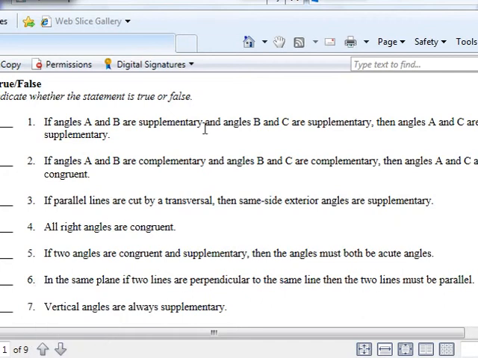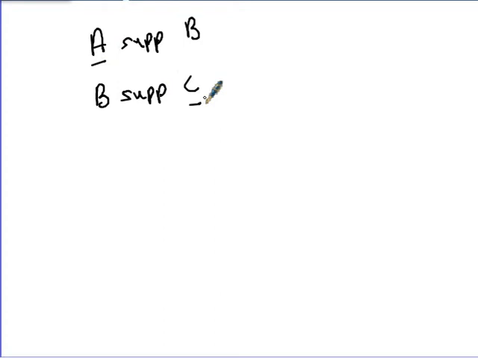Because all you have to do, okay, A and B are supplementary, B and C are supplementary. So A is supplementary to B, and B is supplementary to C. And we want to know what's the relationship between A and C. You already know what it is. A and C are going to be congruent, thank you. Not supplementary. This is going to be false.